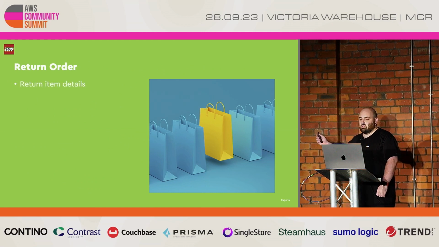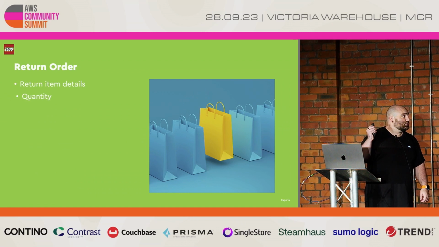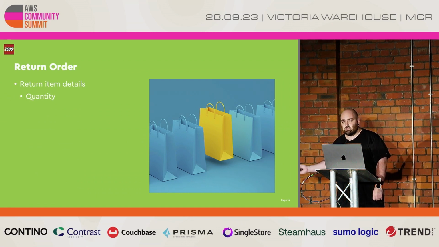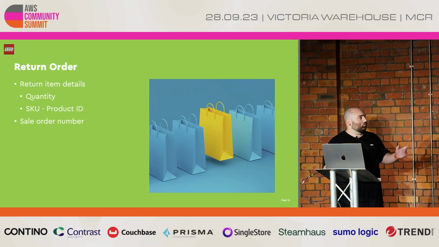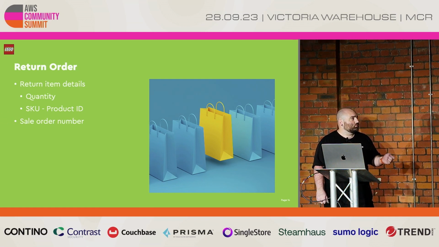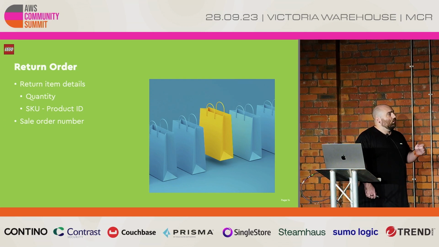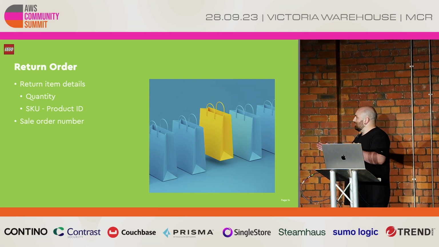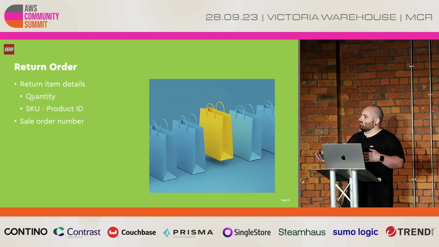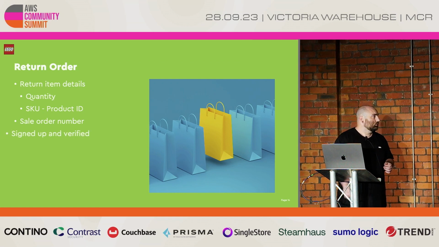For the return item, again, you're going to have specific details on there. We need the quantity and the SKU, which is the product ID, so we can figure out which product is being returned and how many are being returned. Then we'll also look for the sale number, so we can match this return to a previous sale and check that the things being returned actually line up correctly.